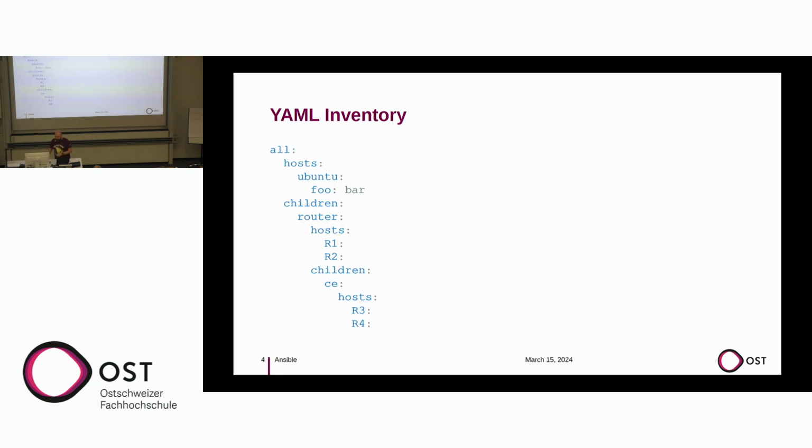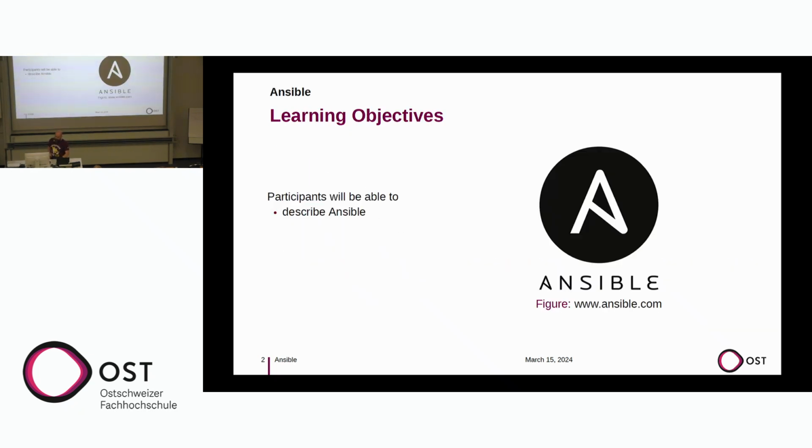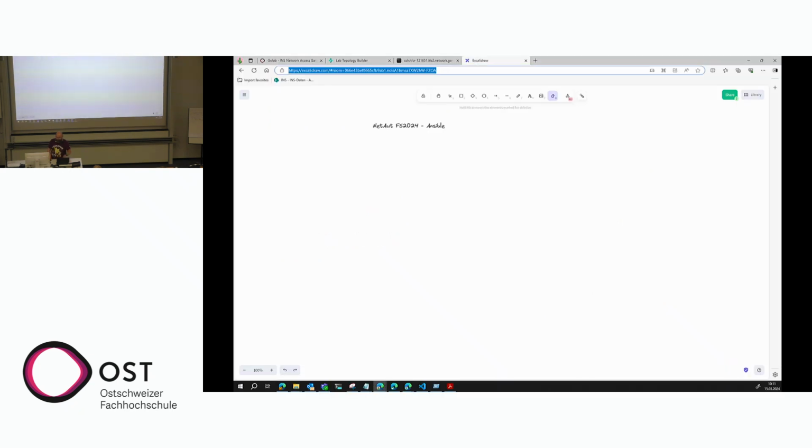So before we go, we try something new. I sent you in Teams a link to this whiteboard. The idea is that we now create here a small diagram about Ansible. Hope it works well. So I will paint something here.